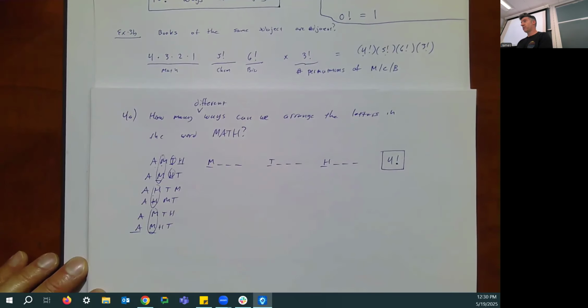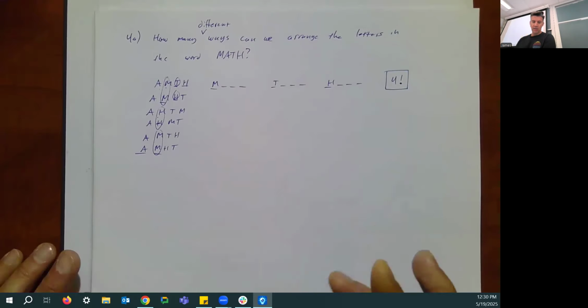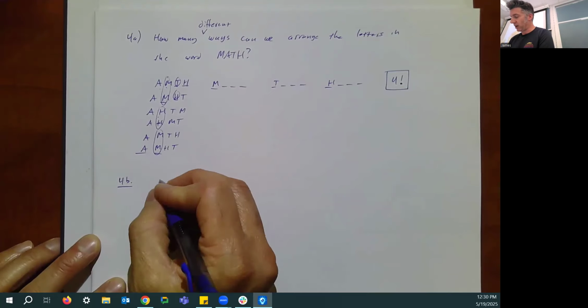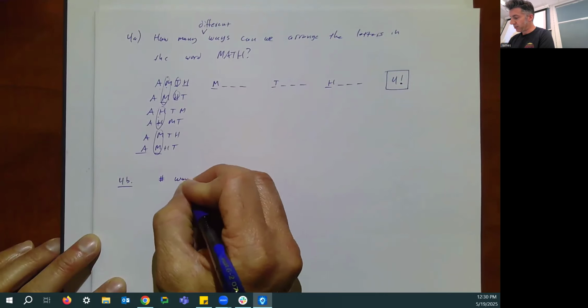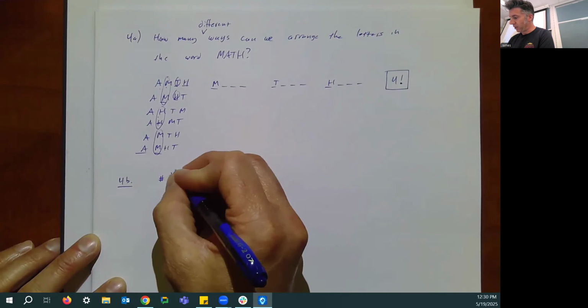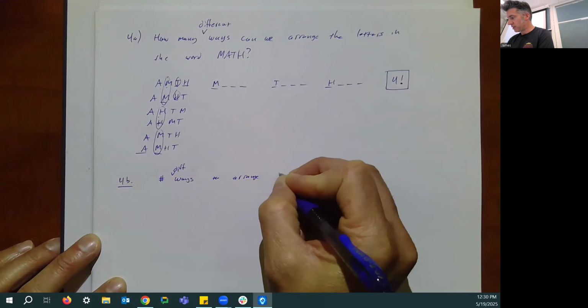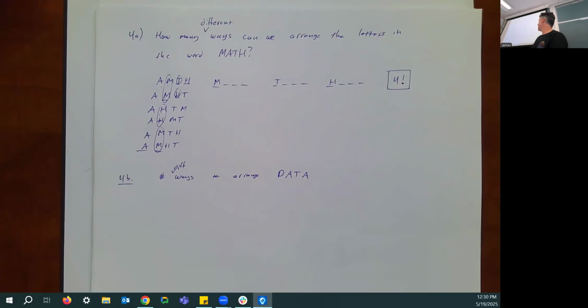However, this is a unique situation because all the letters are different. So what if we asked the same question, but now we asked how many different ways can we arrange the letters in the word data? The problem here is that you have two of the same letter.